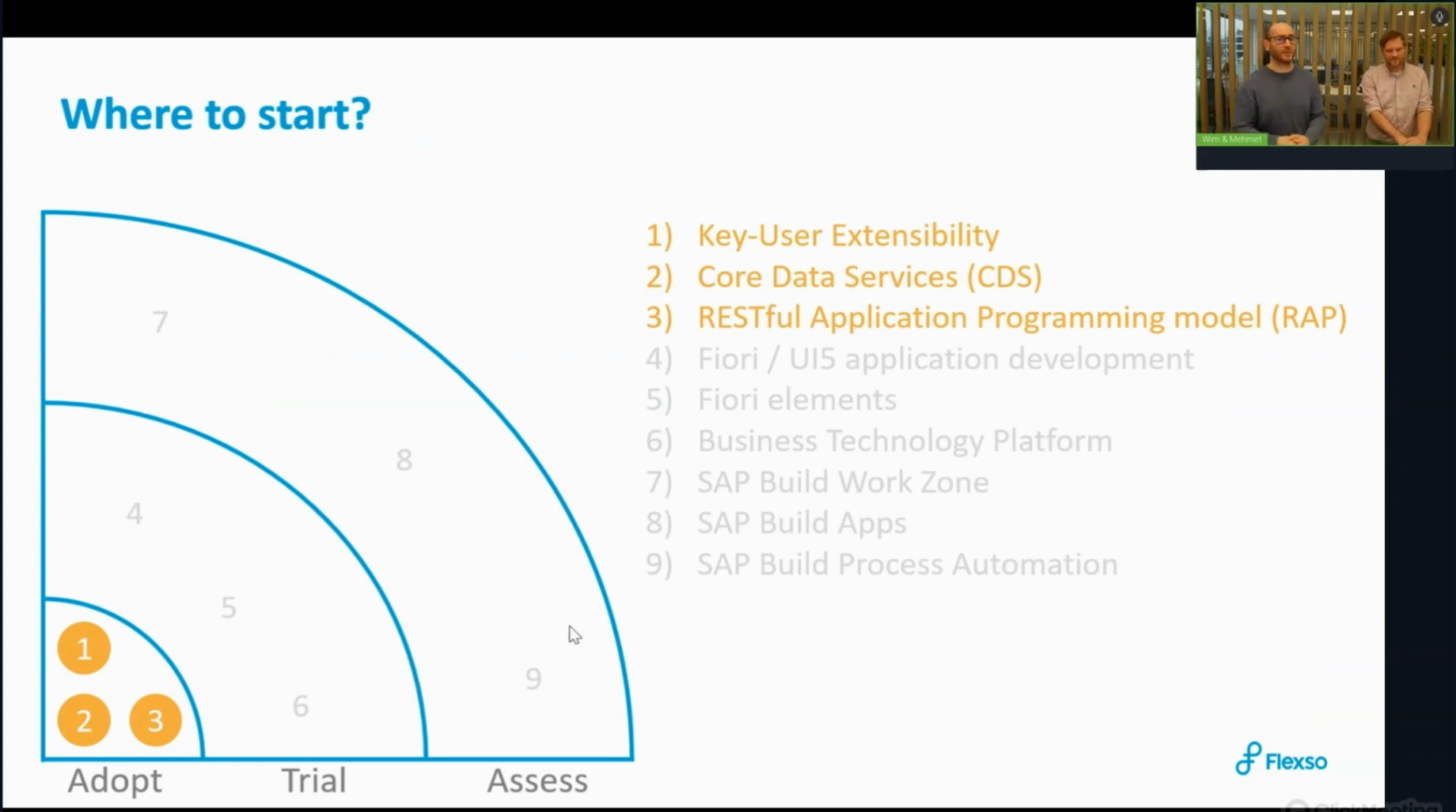So if you're wondering, your company, your team, where to start, well, you should focus on these three concepts. The first one is key user extensibility, very important. What is it? How can you use it? When should you use it? Like the customer fields app. Core data services, you should understand what CDSs are, how to create them, how to change them, how to extend them. And also, of course, the RAP programming model, very important. It's also something you should gain insight into.